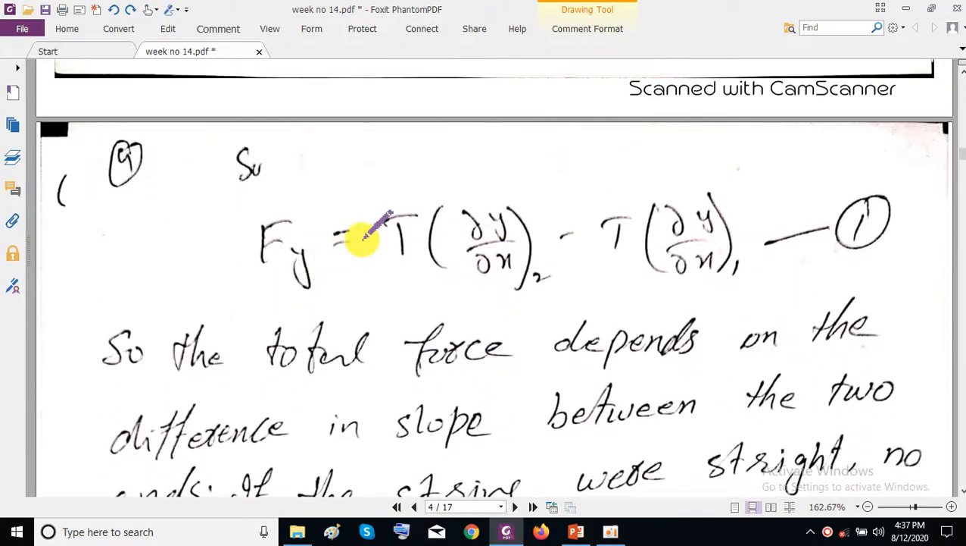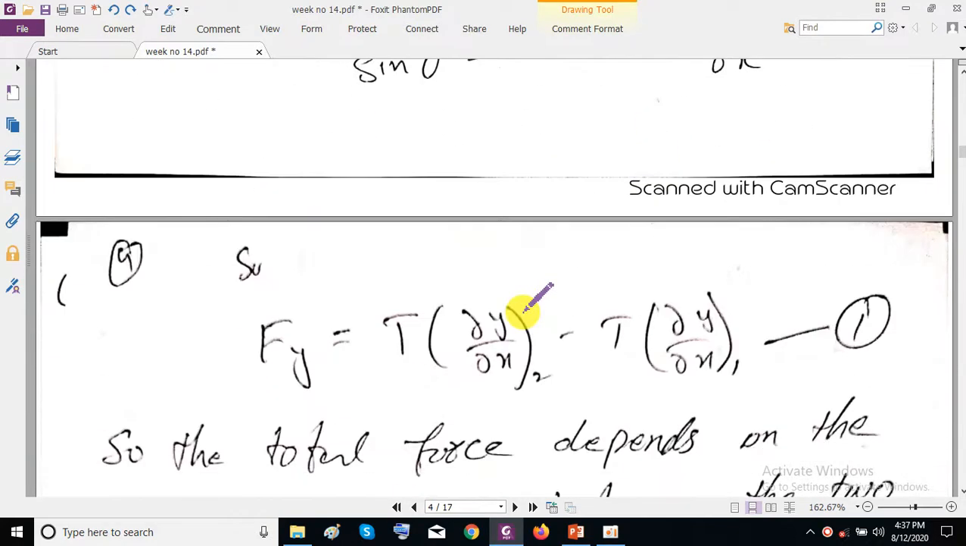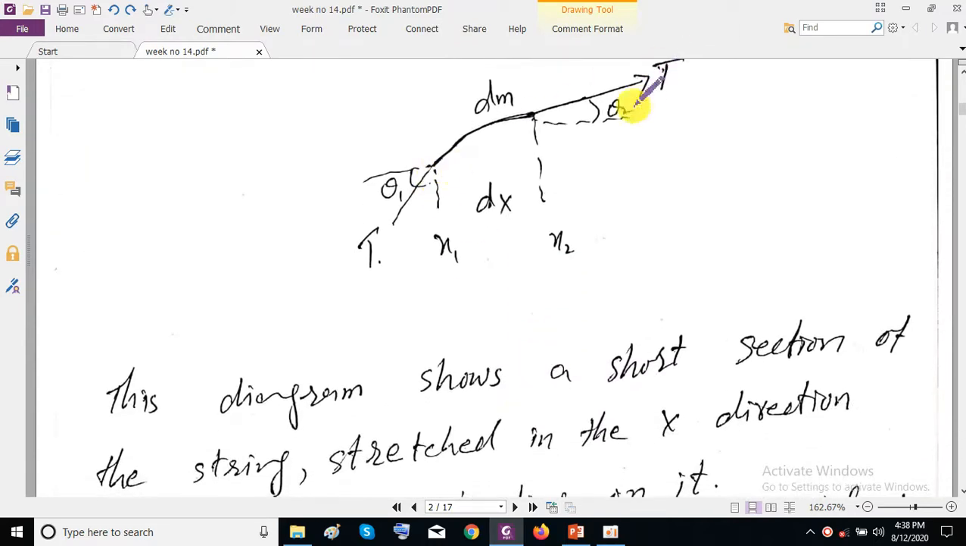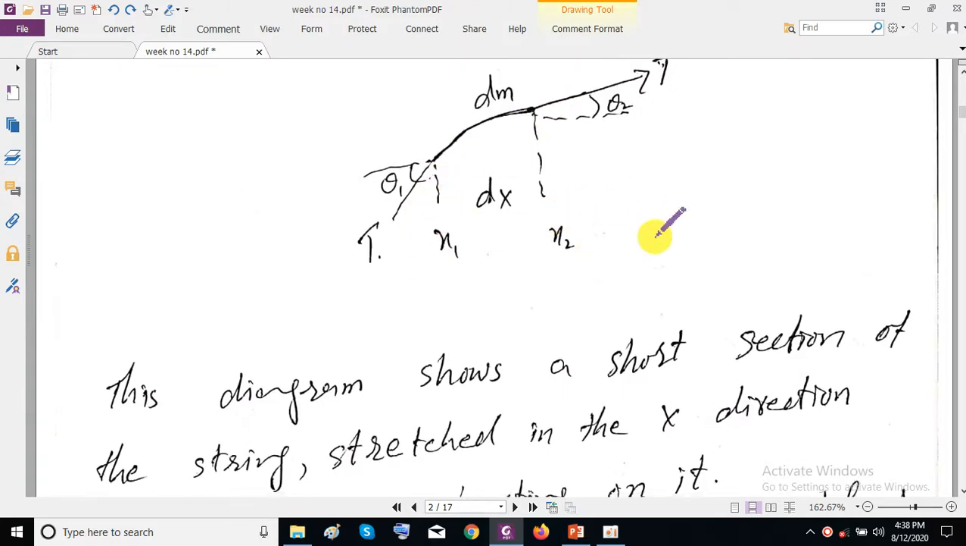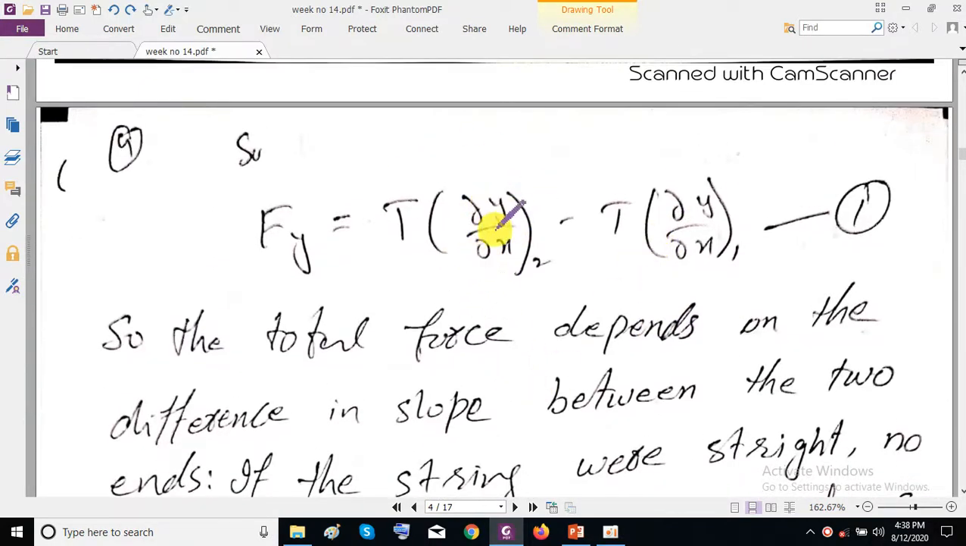Okay, so then we put this in this one, so Fy is equal to T partial y by partial x, and this 2 denotes that the deformation is in this position. Okay, I will show you. This 2 means in this position. This is x2, the second position, and this is x1, the first position. So this 2 represents the deformation in the second position, and this shows the deformation in the first position.